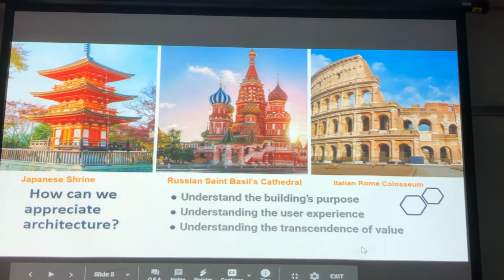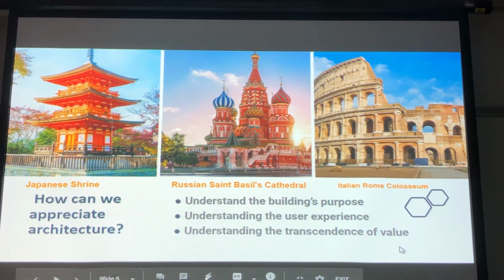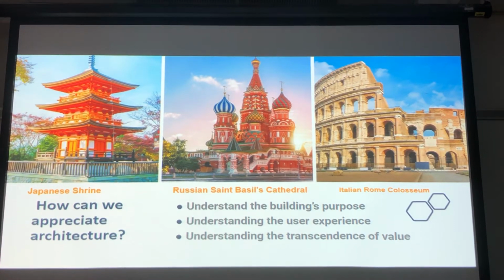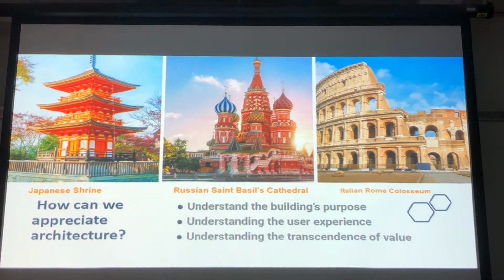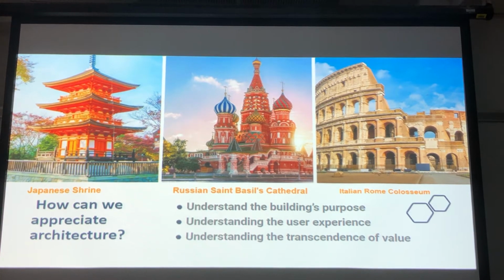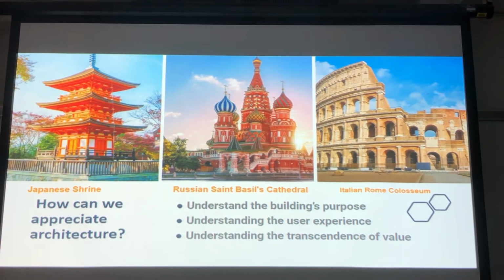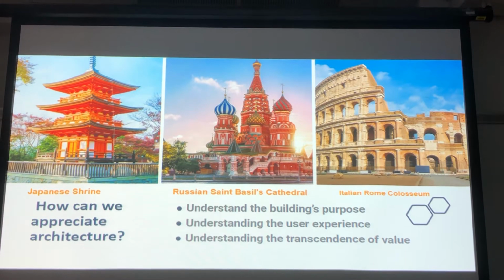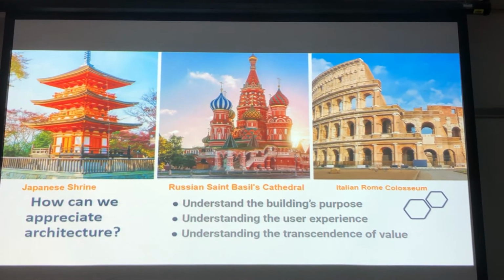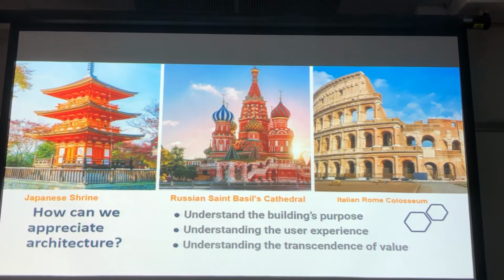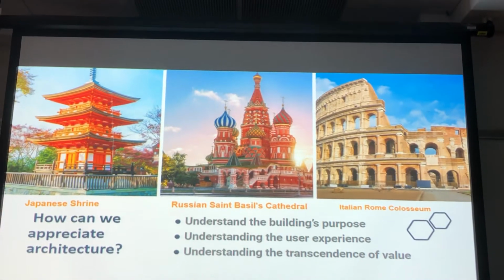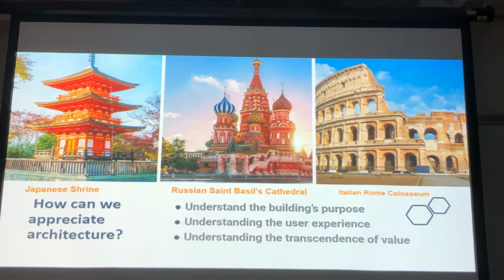So how can we appreciate architecture? The first is to understand the building's purpose. Second, understand the user experience. Third, understand the transcendence of value. Take Japanese shrines and Russian and Gothic cathedrals as examples. They are all built for religious purposes. And the Italian Roman Colosseum is a central arena for people to enjoy different kinds of entertainment, especially in ancient times.